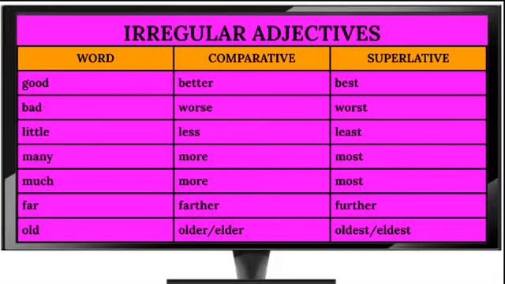Let's look at far. Comparative would be farther, superlative further. And our irregular adjective old, older, or we say elder, superlative oldest, old or eldest. So those are some irregular adjectives, and you see how the comparatives and superlatives are formed.